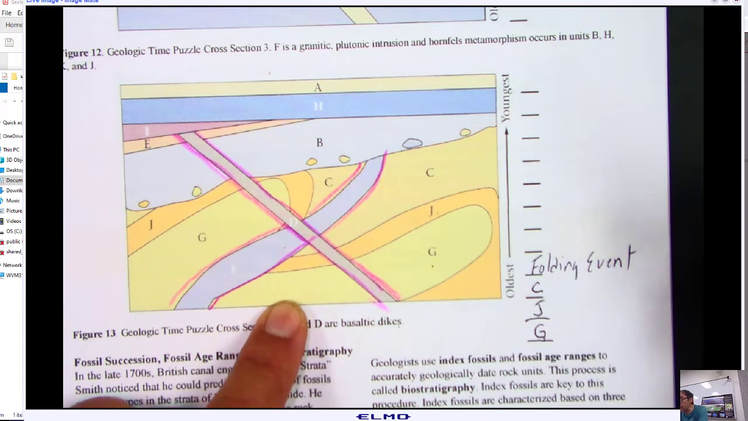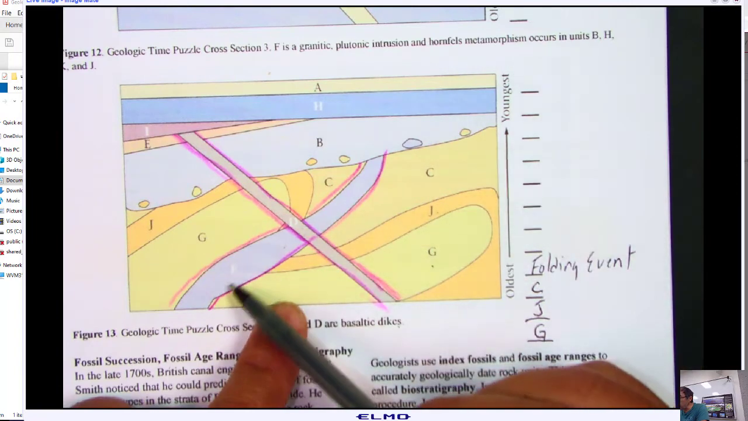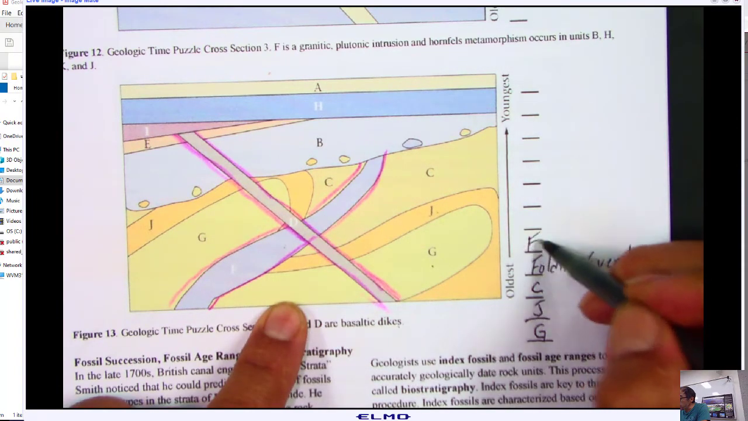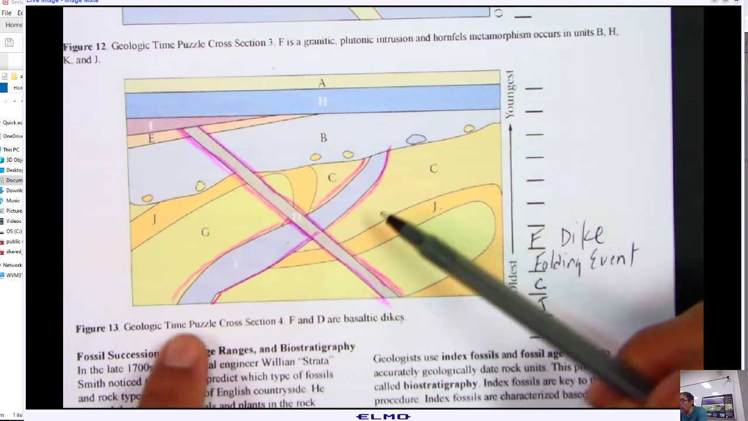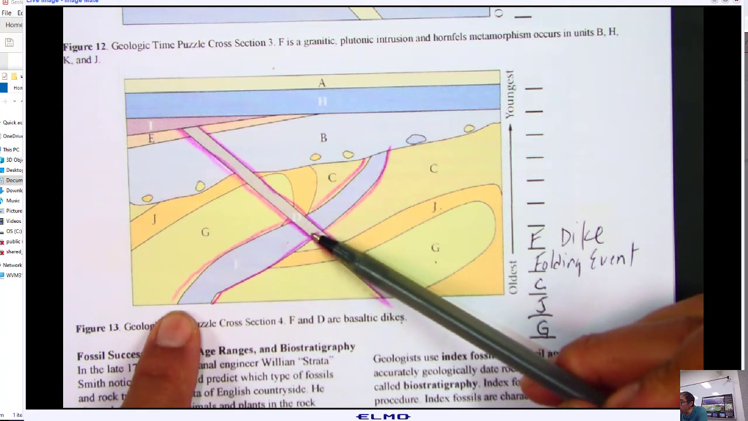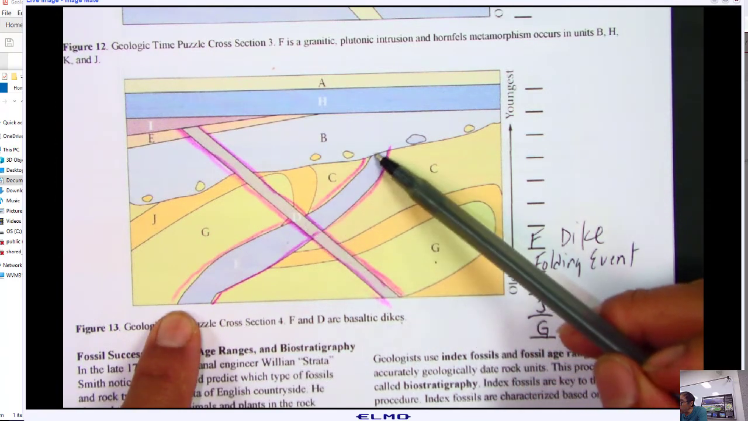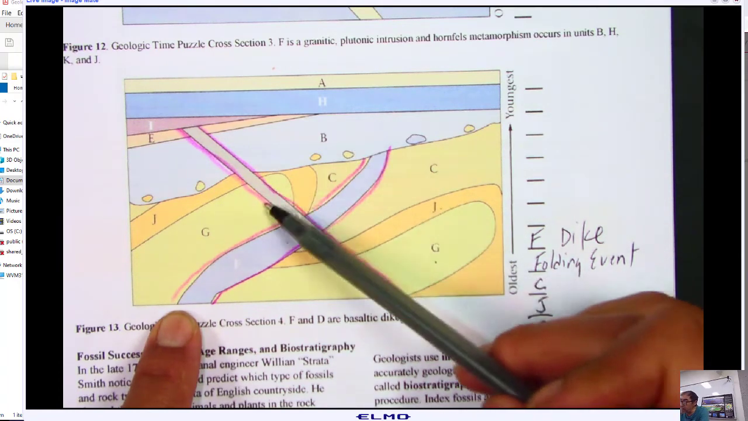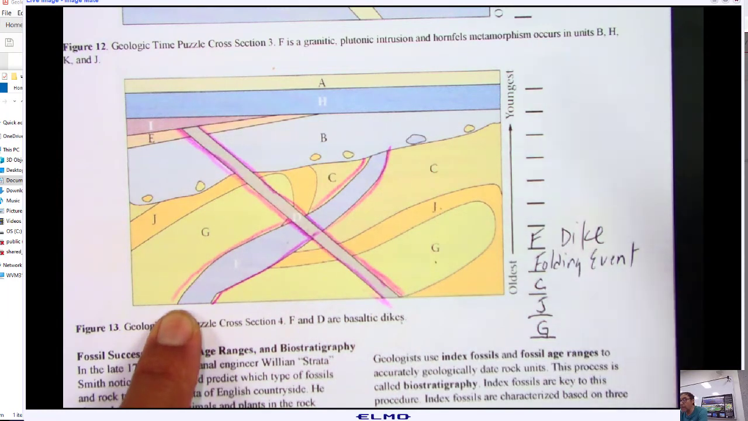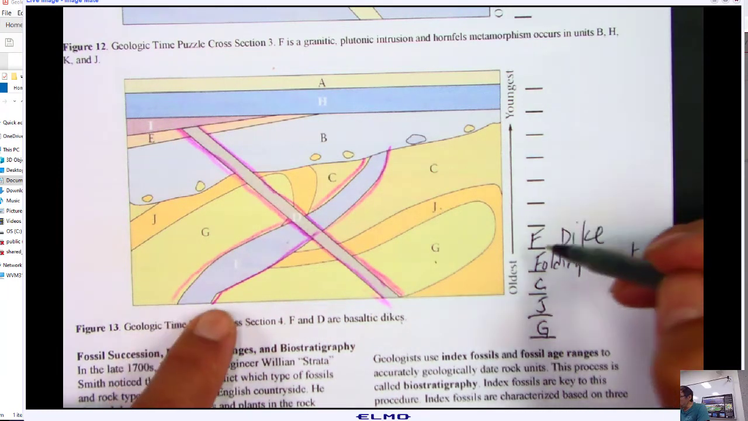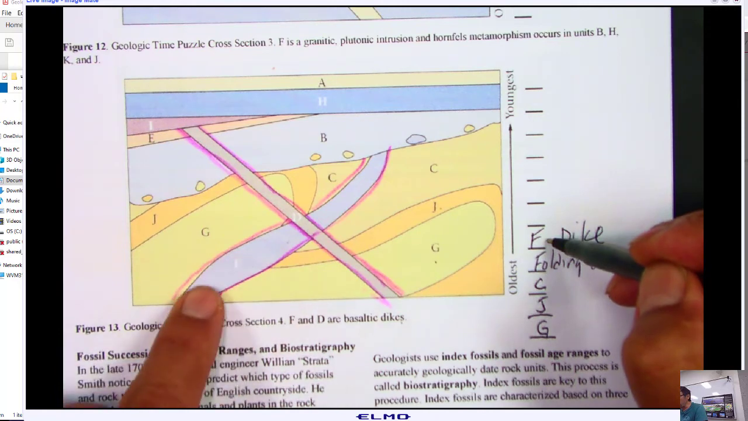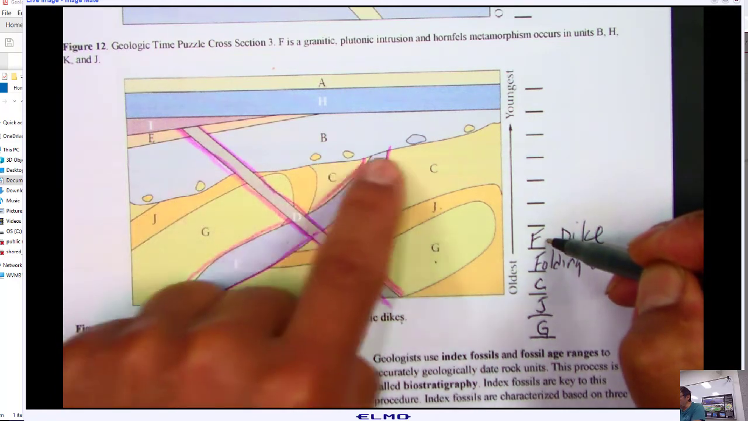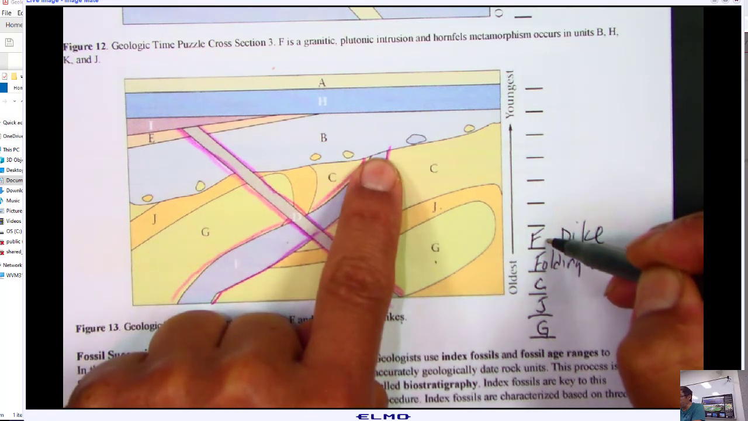So now what's the next unit that's going to be? So it has to be F, and that's the dike. I know it's F because D is younger than F because it cuts across this, and also this unconformity is going to be younger, but D is going to be younger than that unconformity. In fact, D is going to be younger than E because it's going all the way up there. All right, so after F here, this intrusion, we're going to have this erosion, right? Because I see the erosion happening right there.